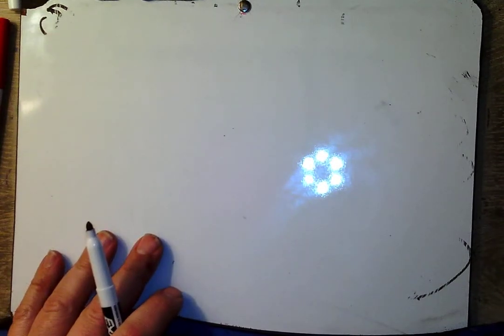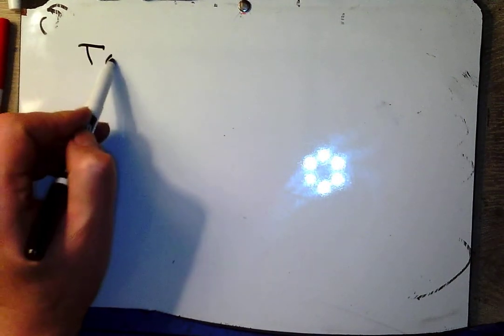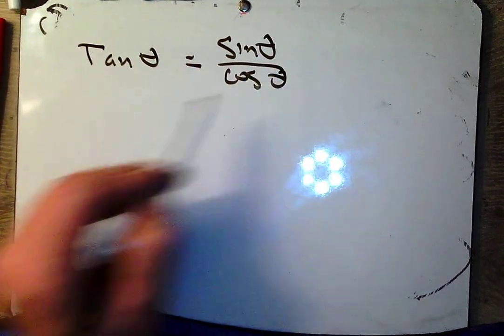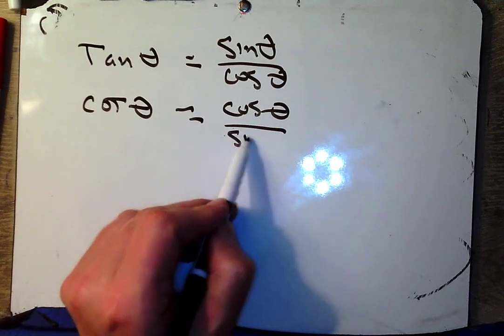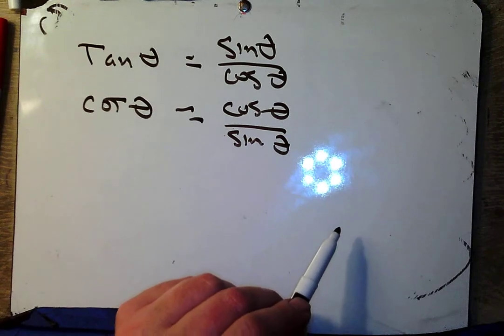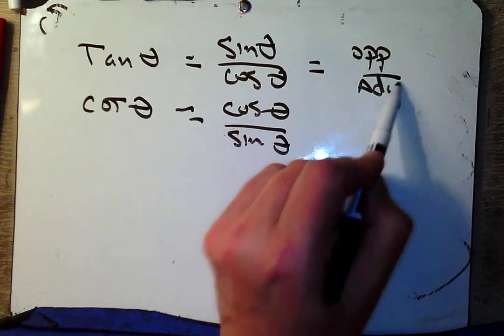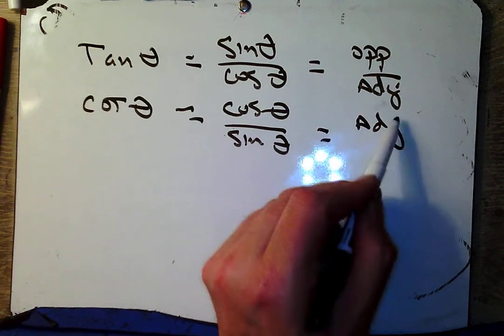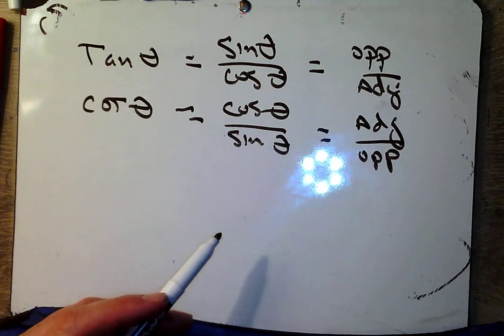Some more on identities? No, we talked about those in the last video. Though I will say here, the quotient identities. Yeah, we really need these. Cotangent theta is cosine theta over sine theta. Yeah, I know that tangent is opposite over adjacent, but tangent is also sine over cosine. And I know cotangent is adjacent over opposite, but cotangent is also cosine over sine. Okay?